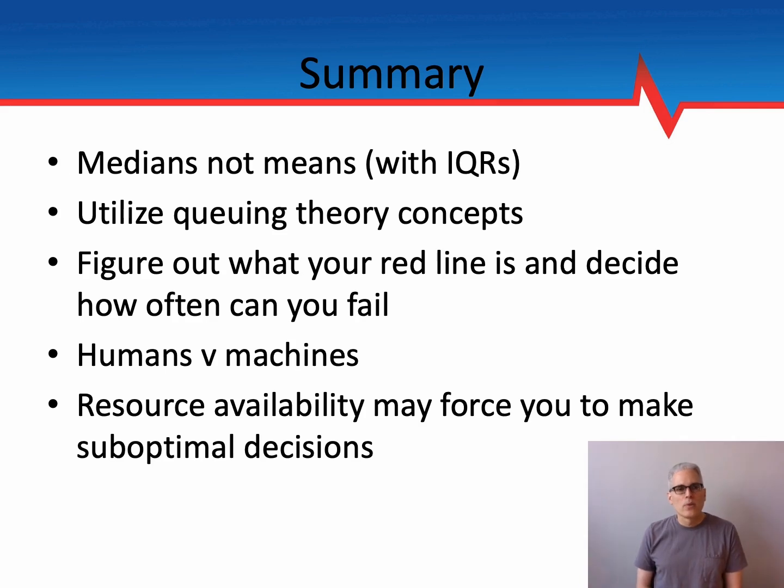In summary, we're to utilize medians, not means, because most of our data is not normally distributed. Utilize interquartile ranges when possible to give you a better idea of the spread of your data, because this again relates to how often are you allowed to fail, right? How often is it okay to exceed a certain time metric for something? Utilize queueing theory concepts. Figure out what your red line is. That is how you decide how many resources you need to put in to try to stay on one side of that line. Remember, humans and machines behave differently.